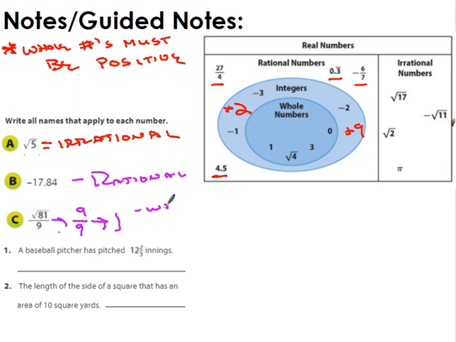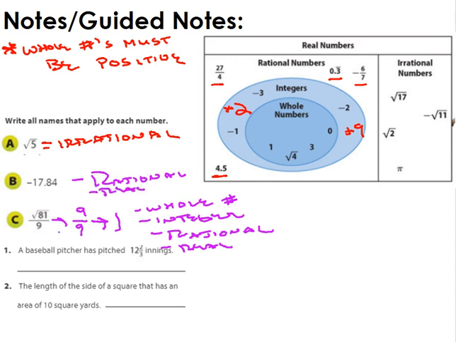So it's a whole number, but if it's a whole number, then it's also an integer and it's also a rational number, because whole numbers are part of rational numbers. Whole numbers are also a part of the integers. So if I were to name all that apply, this one's a whole number, it's an integer, and it's a rational number. And of course, it's also a real number. All of these are real. I should have been putting that as well. They're all technically real.